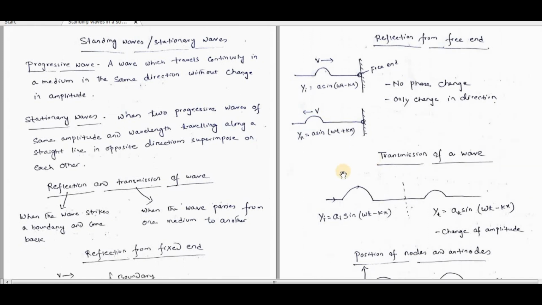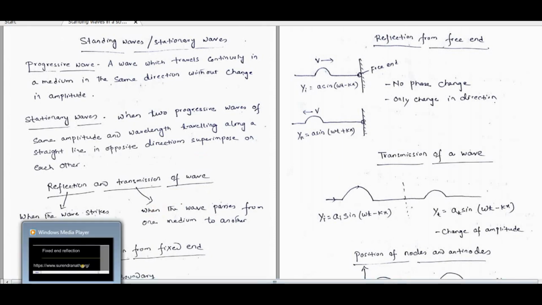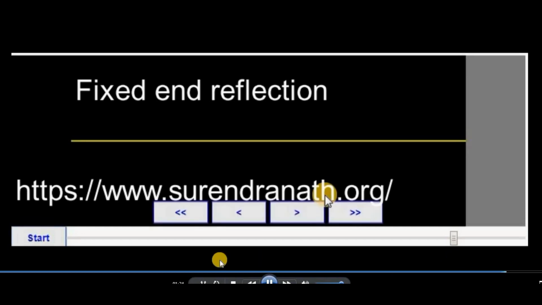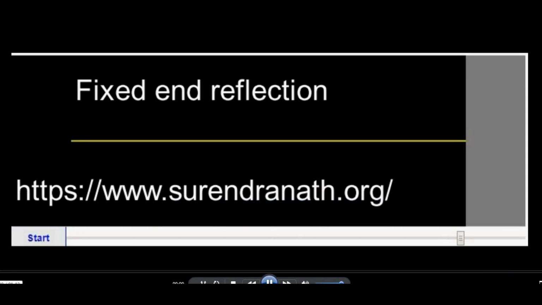Now for better understanding, you can see this animation. This animation will show you how the wave undergoes reflection from a free end and a fixed end. We will be looking into the free end.